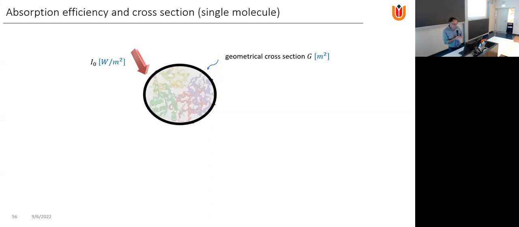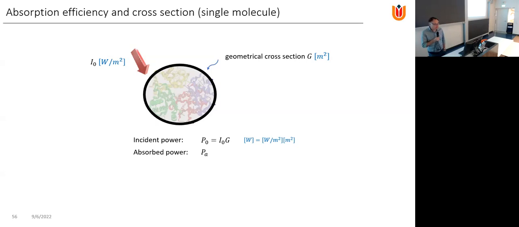So let's say we have this molecule over here. It is illuminated with an intensity I0, units watt per square meter. And also assume that this molecule, even though it is very complicated, of course, has a geometrical cross section given by G, in units of square meters. We can then calculate the incident power on this molecule by multiplying the intensity, watt per square meter, with the area of the molecule, square meters, and then we end up with watts. So that is the power that is incident on this.